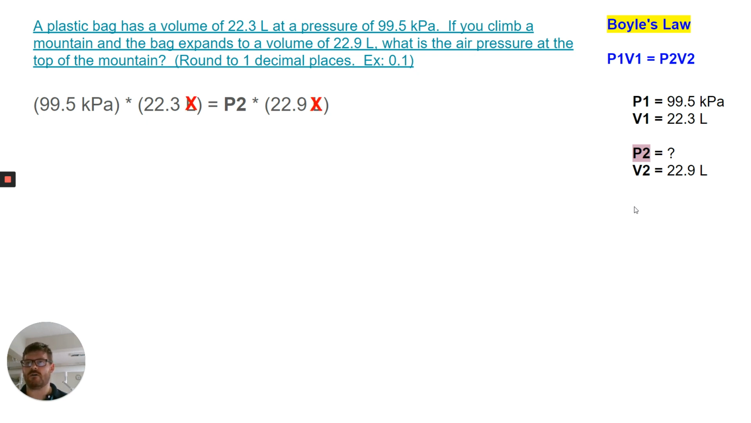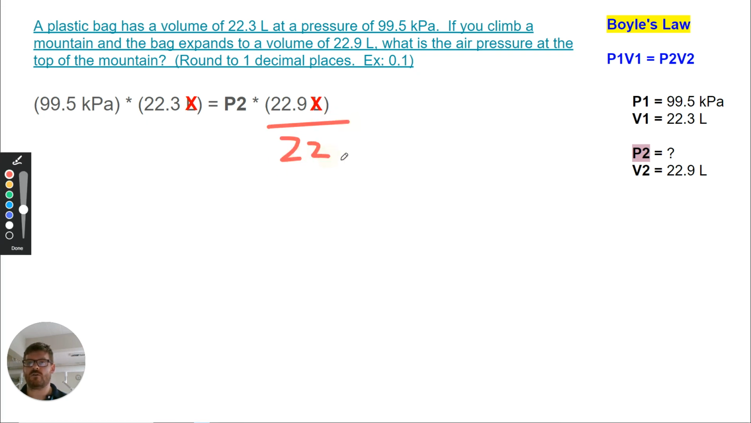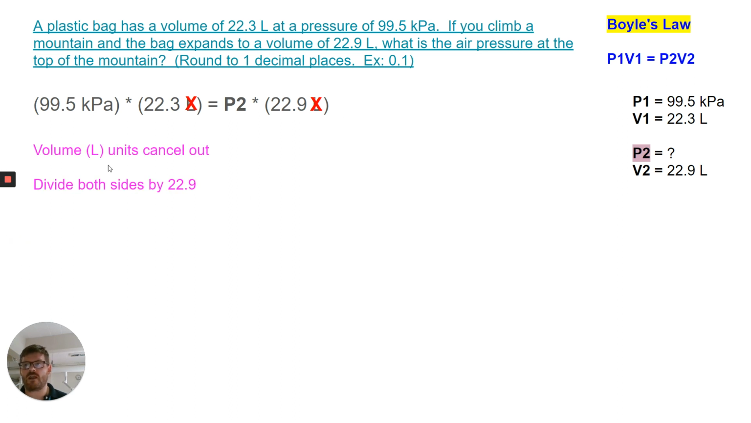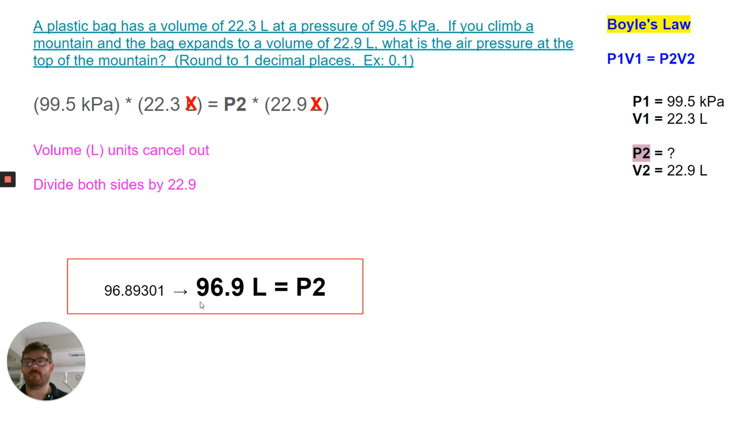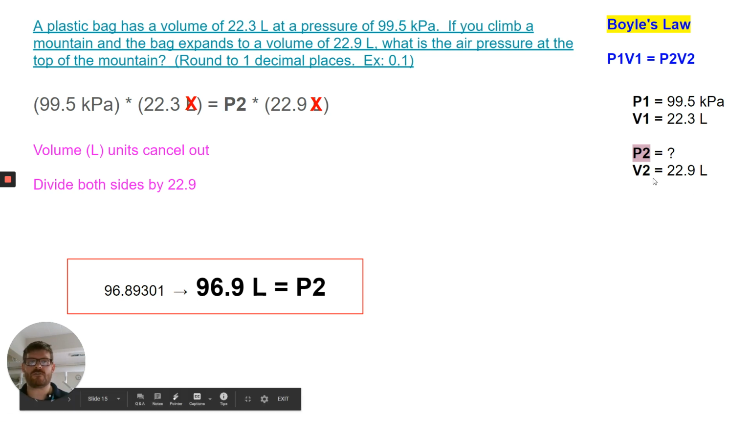So here the liters, the volume, are going to cancel out again, and we just want to divide both sides by 22.9 to get our answer. That's going to cancel, and then we take this whole other side and divide by 22.9. That's going to give us our answer. So go ahead and divide both sides by 22.9. Liters are going to cancel out, and on our calculator we get this long number. I asked you to round to 1 decimal place, so 96.9 liters is our answer for P2.